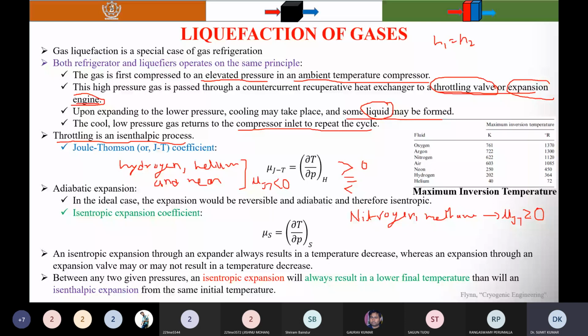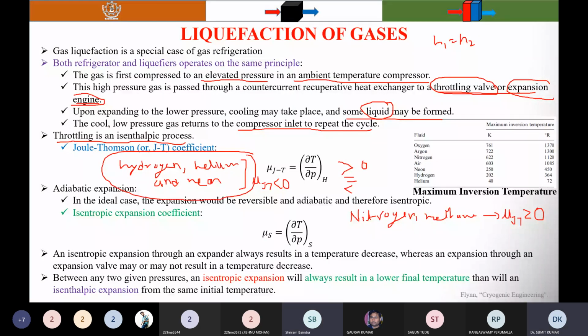Nitrogen, methane, and other gases have a positive Joule-Thomson coefficient at ambient temperature, hence they produce cooling when expanded across a valve. But when you are using this gas, first we need to use it as a pre-coolant or expand it in the expansion engine. Then you can use it as a refrigerant.